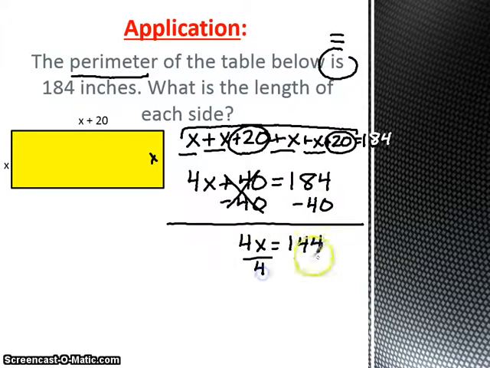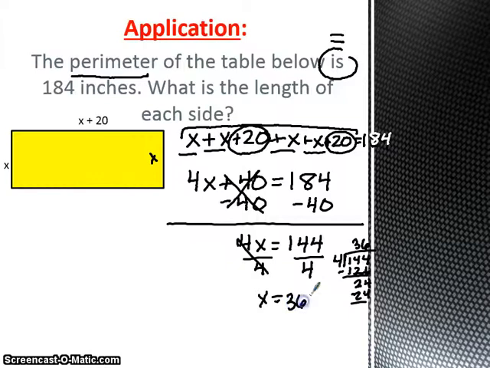Divide each side by 4. If we divide 144 by 4, 4 will go into 14 3 times, which is 12. There's 2 left over, bring down the 4. 4 goes into 24 6 times, which is 24. So we end up getting x equals 36.